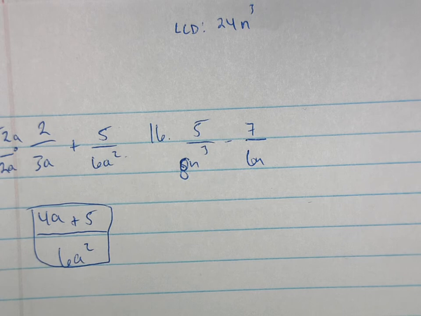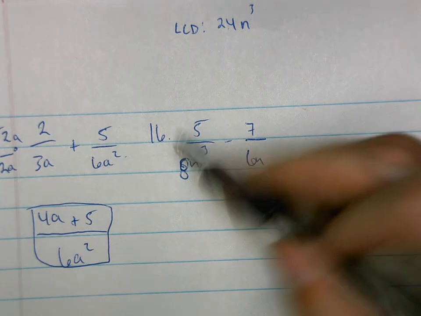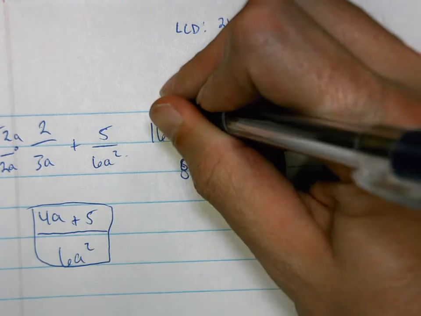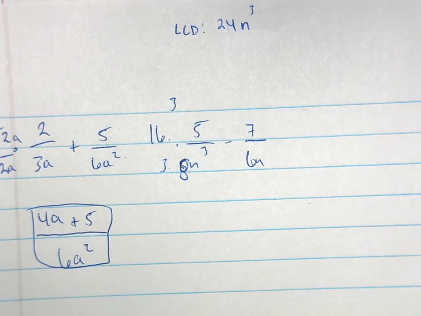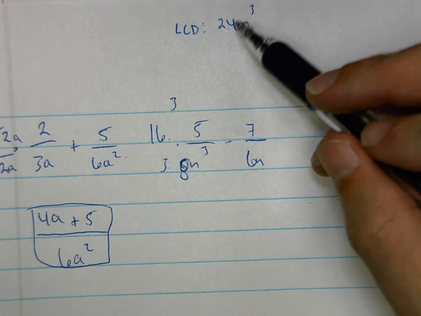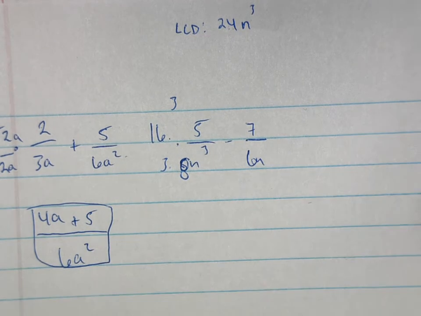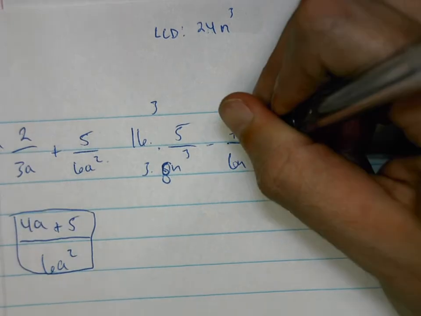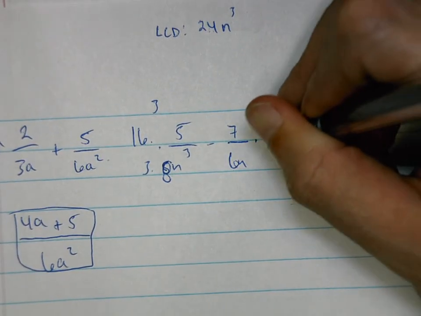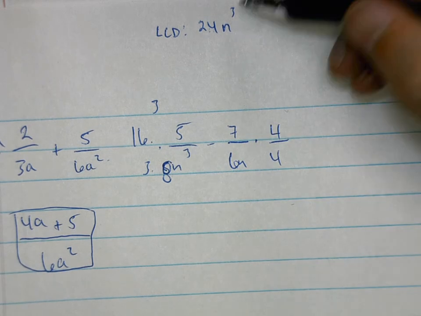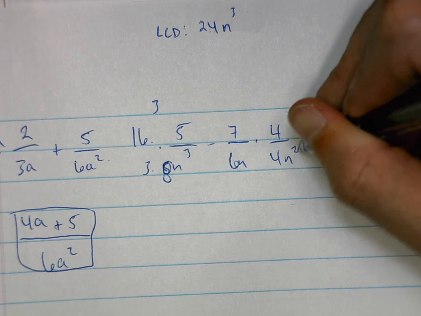Okay. So 24 divided by 8 is 3. So I'm going to multiply top and bottom by 3. n cubed divided by n cubed is 1, so it doesn't need an n. On the other side, 24 divided by 6 is 4, so multiply top and bottom by 4. And n cubed divided by n is n squared, so they both need an n squared.